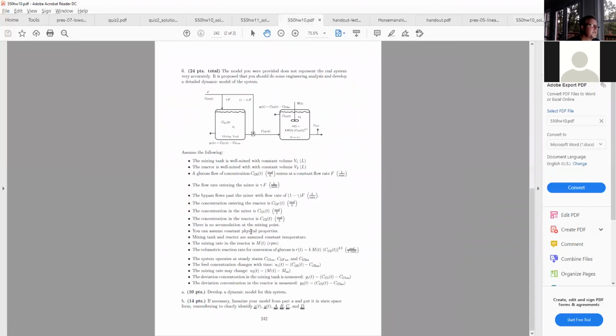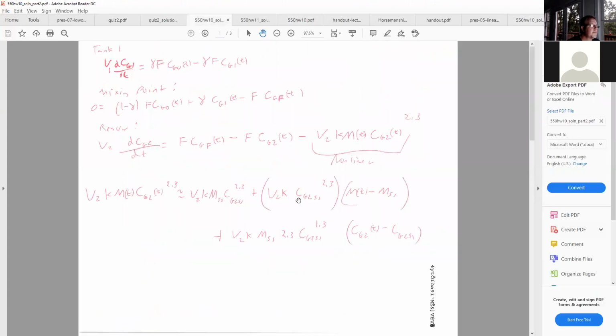So this is the problem we were just talking about, where we started off talking about the mixing tank, mixing point, and this reactor. We have the mixing tank, mixing point, and reactor. We have to linearize this nonlinear term here.